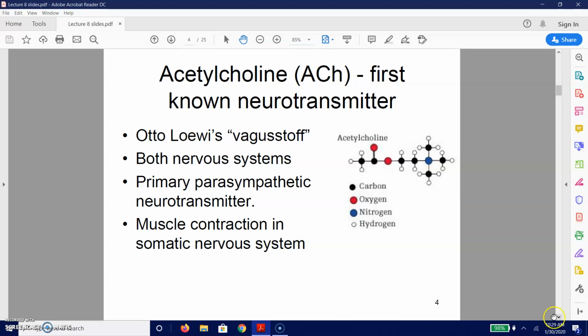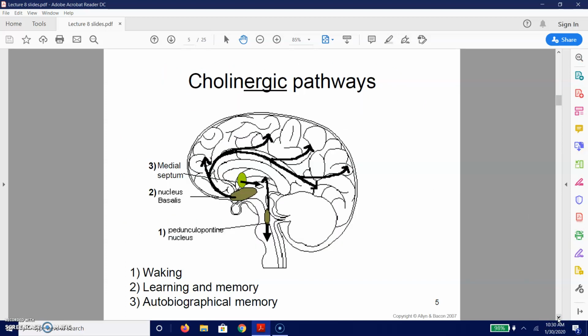Now, I am going to show you the chemical structure of acetylcholine, but this is not an OChem class. I will not ask you to draw this on an exam, so that's a good thing. Okay. So next, when we talk about a neurotransmitter system, we usually will add the suffix ergic to the name of the neurotransmitter. So neurons that produce acetylcholine are called cholinergic cells, and the pathways of acetylcholine action are called cholinergic pathways.